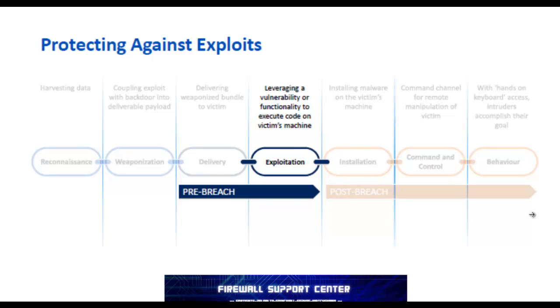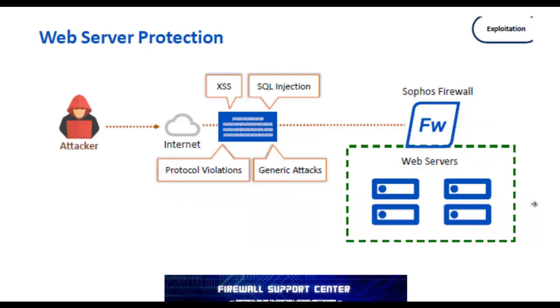Let's look at the next attack phase, exploitation, which is defined by leveraging a vulnerability to execute code on a victim's machine. An exploit is basically a method or a tool used for abusing software bugs for nefarious purposes. By their very nature, web servers need to be accessible from the internet, but this makes them targets for attackers who may be trying to extract data or install malware to compromise other users visiting the website.